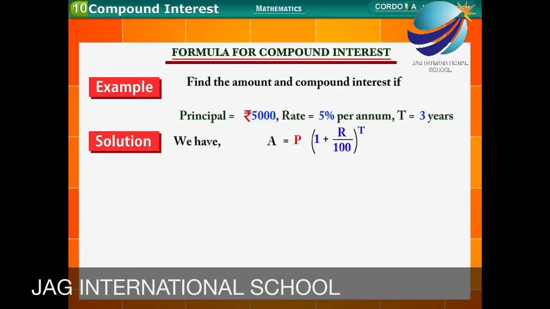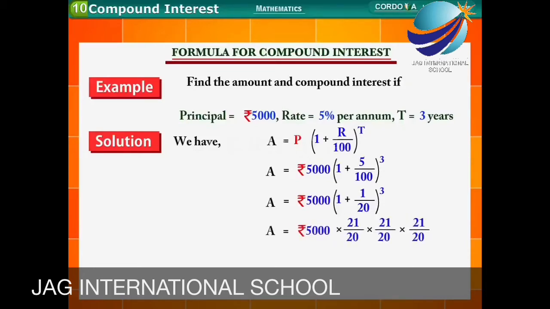A is equal to rupees 5,000 into 1 plus 5 upon 100 cube. A is equal to rupees 5,000 into 1 plus 1 upon 20 cube. A is equal to rupees 5,000 into 21 upon 20 into 21 upon 20 into 21 upon 20. A is equal to rupees 5,788.125.